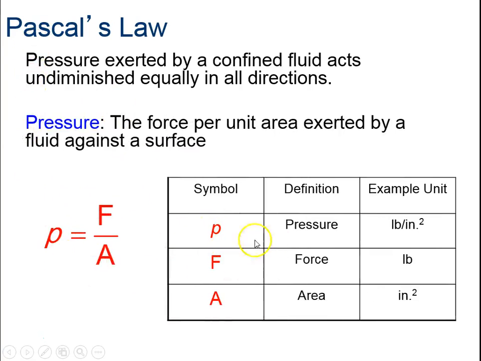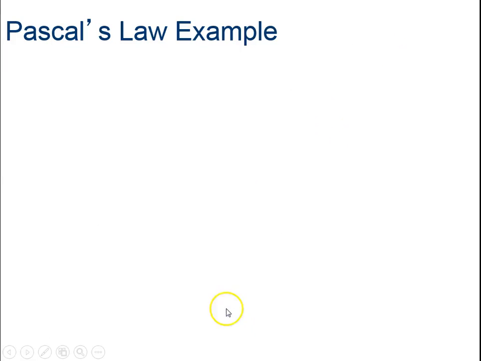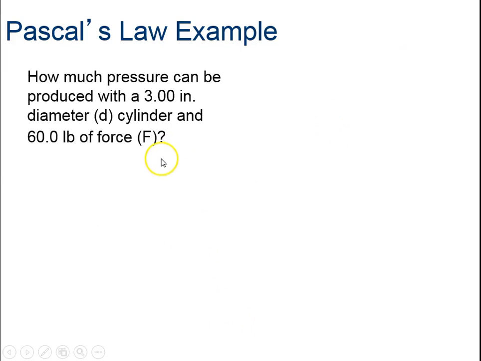So in our formula, P is pressure, usually in PSI, pounds per square inch, force in pounds, and area in inches squared. And here's an example. Here's where my area is. We're talking about cross-sectional area, and our force here, and we could find the pressure. How much pressure can be produced in a 3-inch diameter cylinder and 60 pounds of force?